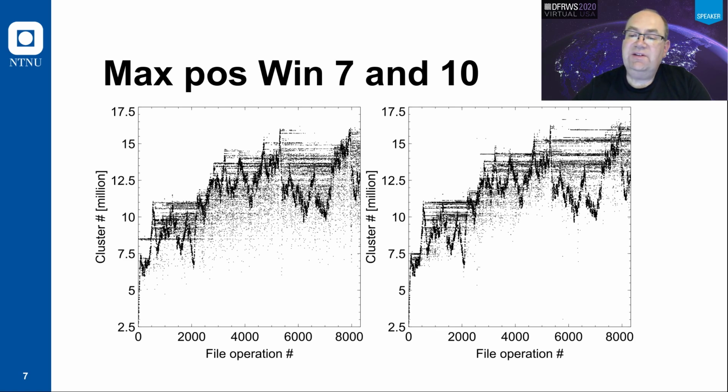And you also see that Windows 10 does not use old maximum positions in the same way as Windows 7 does. So Windows 10 follows this bold line, this utilization line, in a much better way, which means that Windows 10 is more set to using new areas than Windows 7.